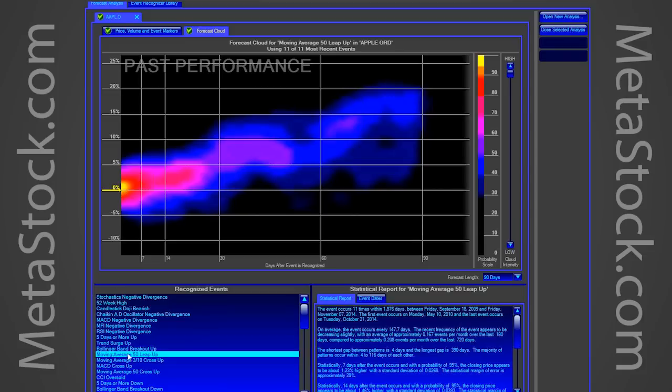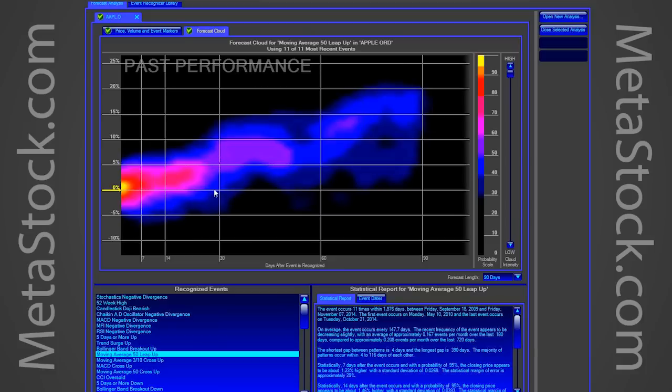For Apple, based on this moving average 50 leap up. And then it kind of follows a bullish curve over the next 14 days into about 20, 21 days. It gives you a strong probability based on this technical setup that prices will arrive at about 3 or 4%.